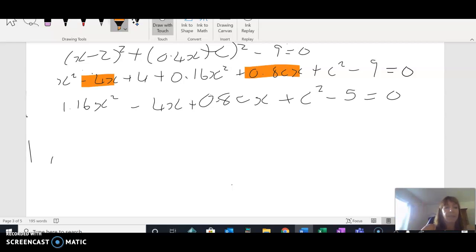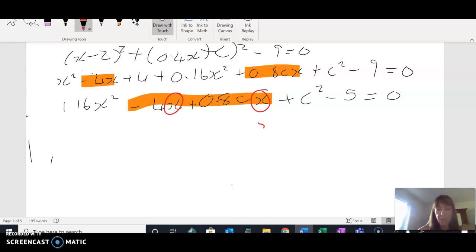Okay, now in my x's over here, I am going to factorize out the x term in each of those two. So I'm just going to put it over there. And then inside my bracket, I'm actually going to put my positive one first. Oh, I'll put it here. Minus 4 plus 0.8c, because that is what's left when I factorize out that x.